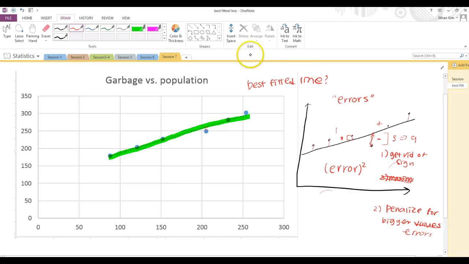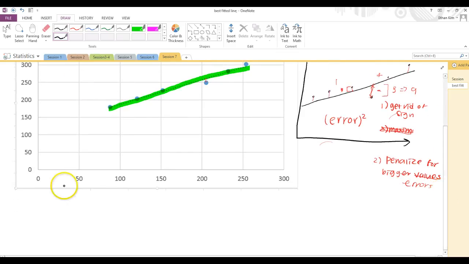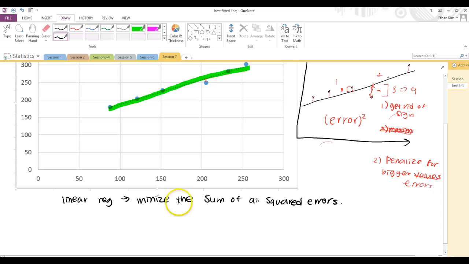Okay, so we square those numbers. What the model, or Excel, does is it tries to find the line that minimizes the sum of the squared errors. So linear regression tries to minimize the sum of all squared errors. That's exactly how we come up with this line. That's the basic idea behind it, and we are going to do an example where we find the function of the line.